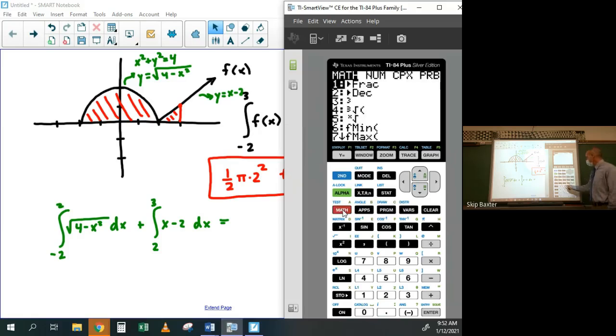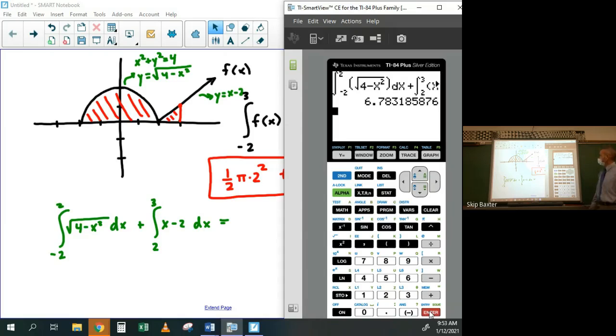If I take math 9, the integral from -2 to +2 of the square root of 4 minus x squared dx, plus math 9, the integral from 2 to 3 of x minus 2 dx. Get a little decimal answer, right?